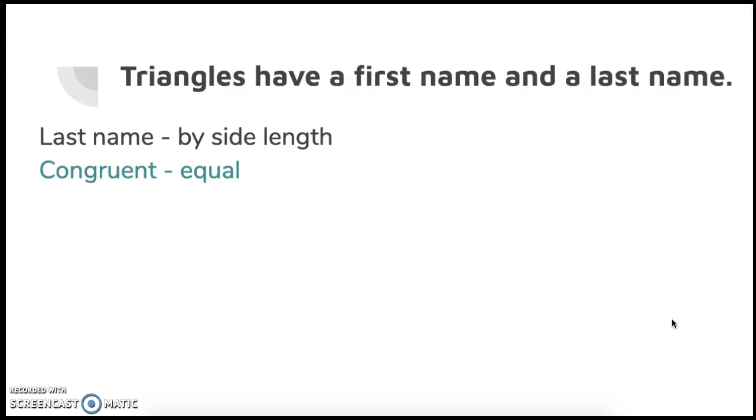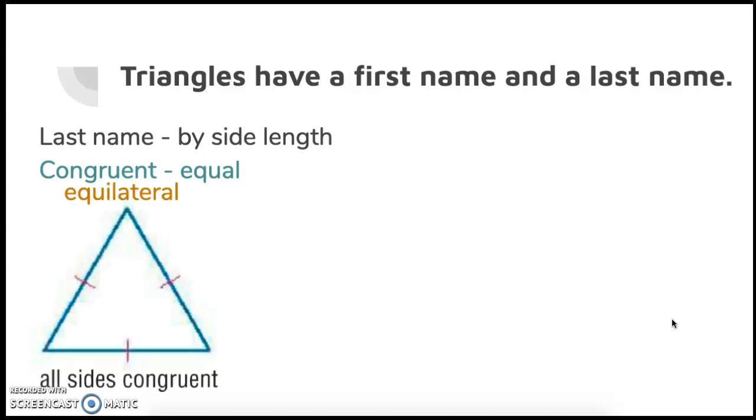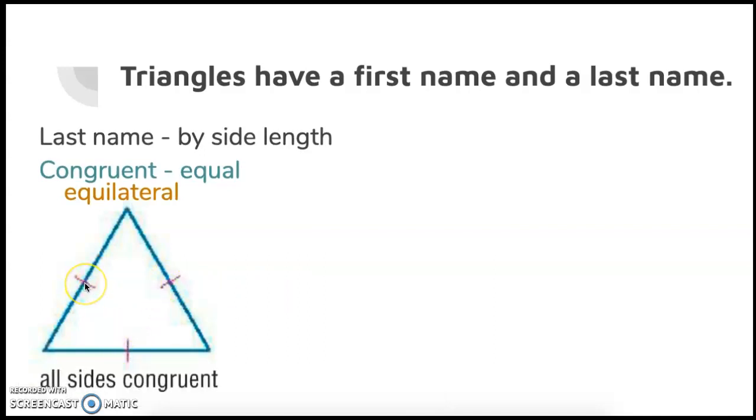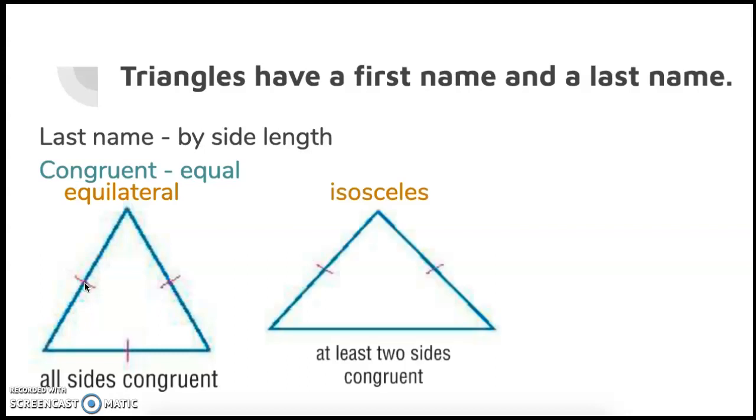So the first type of triangle based on its side length is equilateral. Equilateral means that all three sides are equal or congruent, and we know that because of these pink tick marks. Because each side is marked with one of them, we know that they are all equal, and this is an equilateral triangle. The second one is an isosceles triangle. Isosceles means that two sides are equal, and again we know that because of these tick marks, these two sides are marked as being the same, so it's an isosceles triangle.